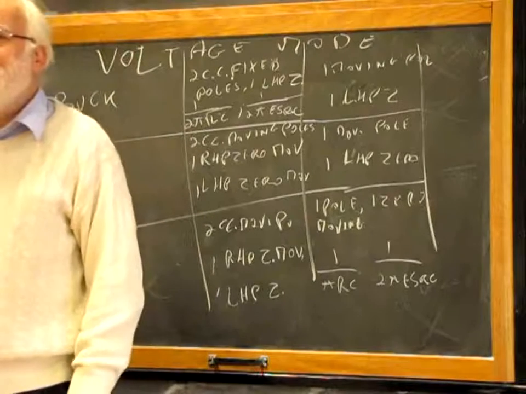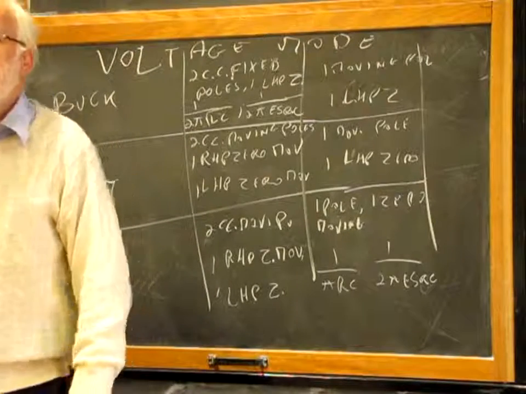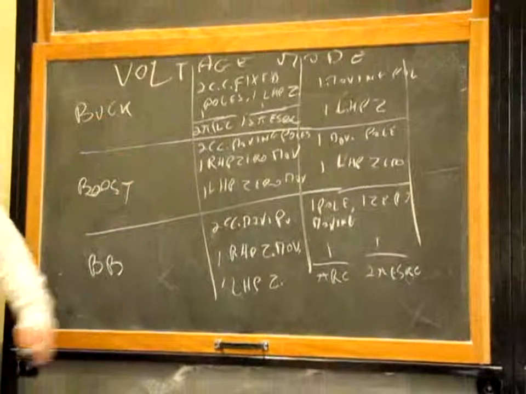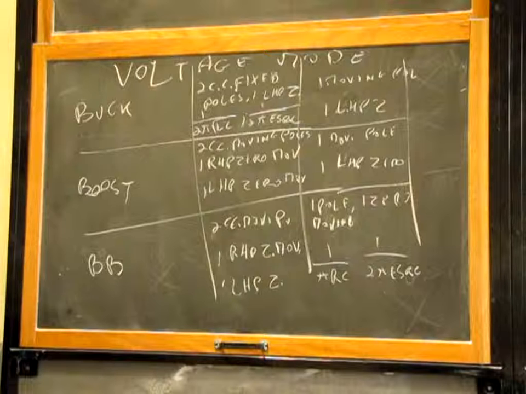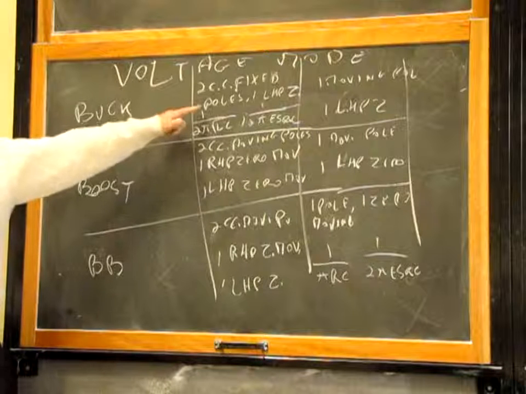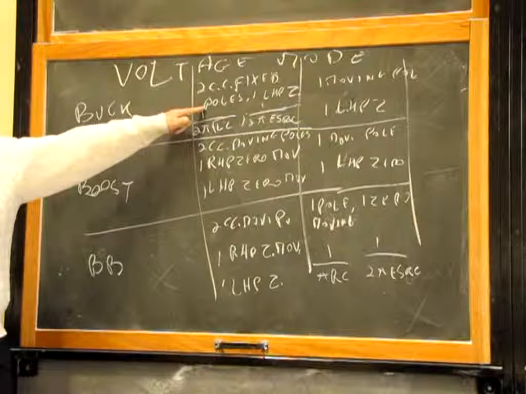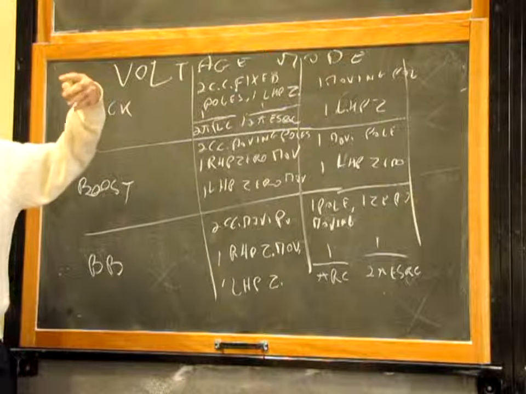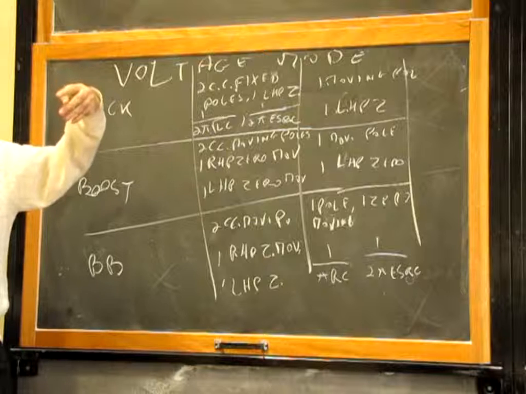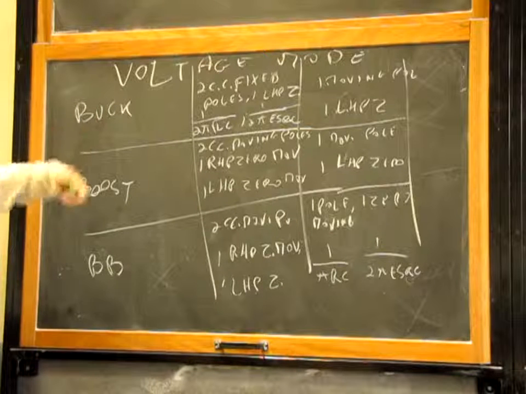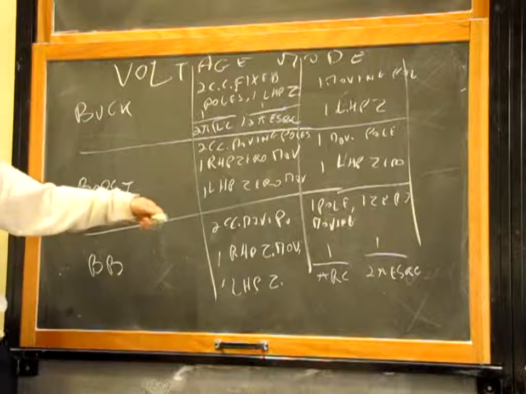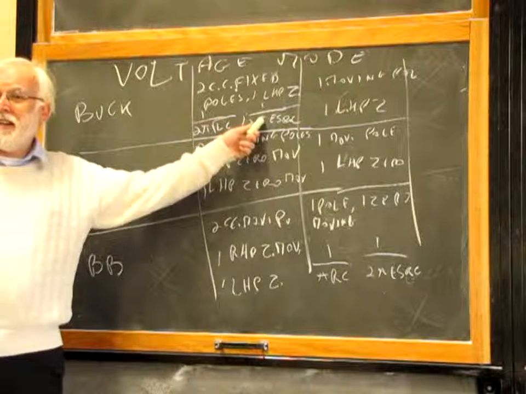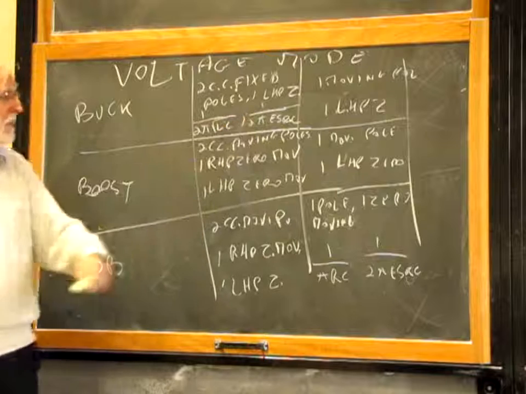Okay, questions? No? At this time, you should have more or less this table in your notes. But two fixed poles, one left plane zero. Fixed poles means fixed frequency poles. The Q, the quality factor, the damping factor changes with the load, but the frequency stays constant. And with the two complex conjugate poles, a fixed frequency, and one left plane zero into the output capacitor.